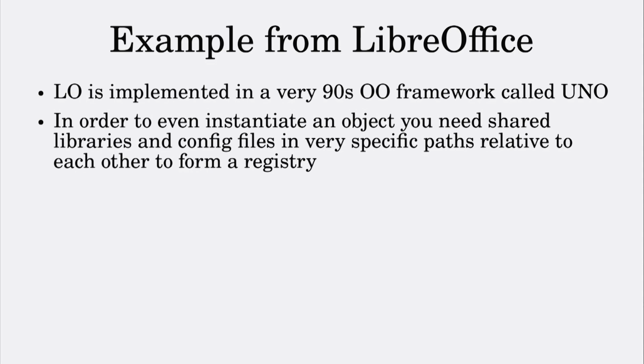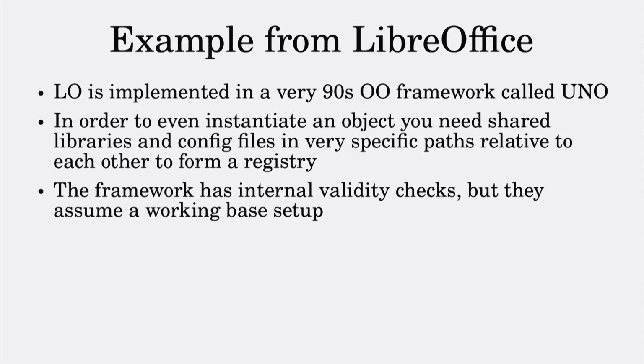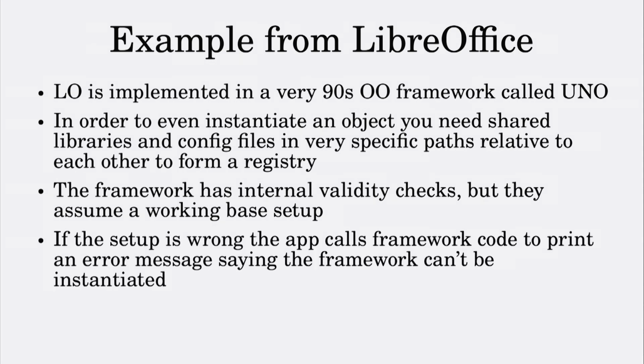So if you want to instantiate an UNO object, you need a registry. And the registry requires that you have your files in very specific locations, and you have shared objects, configuration files and so on, and they need to be relative to each other in a very specific way that mimics the way it's going to be installed in the final executable. But if you don't have that, then it doesn't work. But fortunately, it has validity checks. So if it cannot do the steps necessary to get the registry, you get an error, it throws an exception with a description of what happened.